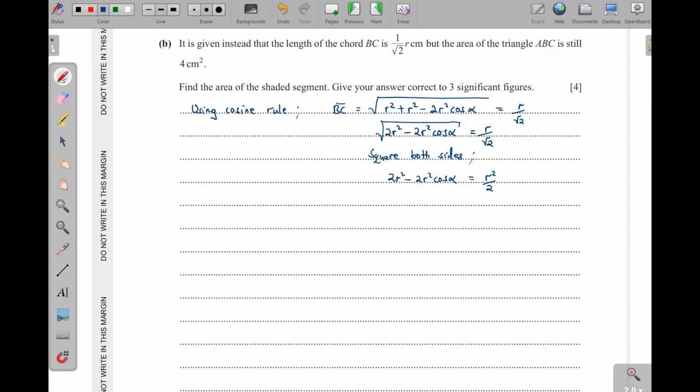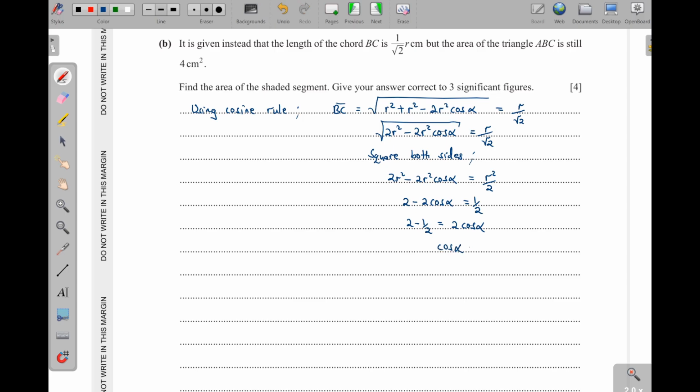Now r squared is common. That means it goes away. So we shall have 2 minus 2 cos alpha, which is equal to what? A half. You get that? Now we have 2 minus a half is equal to 2 cos alpha. And then this one will be 4 minus 1, that is 3 over 4. I mean 3 over 2. Then when we divide by 2, it will be 3 over 4.